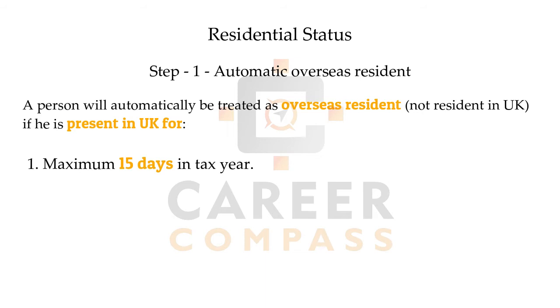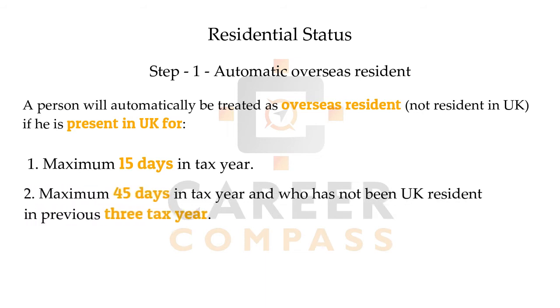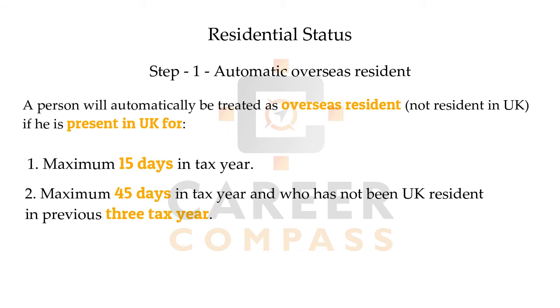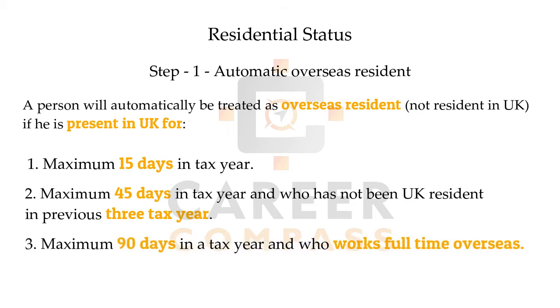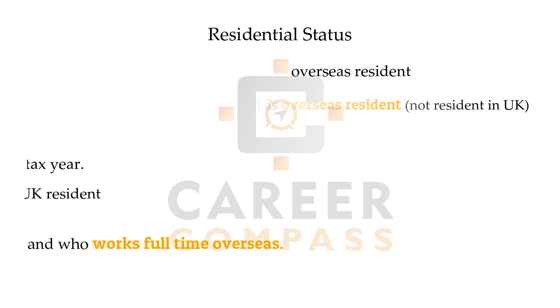The second condition is that if the person stays 45 days, but he has not been a UK resident in the previous 3 years. He is currently in the tax year 2019-20. Let's assume he stays for 40 days, but in the previous 3 years he has not been a UK resident. Then also we will consider him a non-UK resident. And if suppose he is staying for 90 days, but he works full-time overseas, in any other country, then he will also become a non-UK resident.